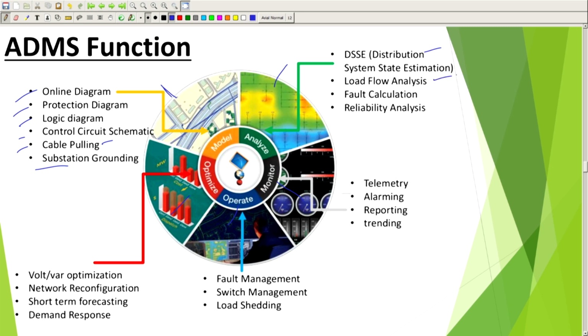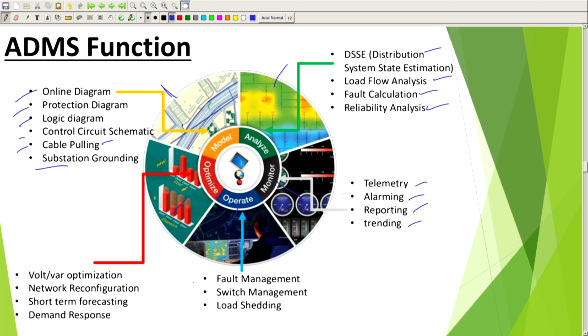And there is the analysis aspect, that means distribution system state estimation, which we have dealt with already, the load flow analysis, fault calculation, reliability analysis. So, these are the analysis part of the ADMS, and there is monitoring. That means telemetry, alarming, reporting, and trending. You get the real time information from SCADA, RTUs, the smart meters, and the PMUs. Once you get the data, you analyze them, and if there is any suitable action to be taken, that can be reported, or an alarming event can be generated.